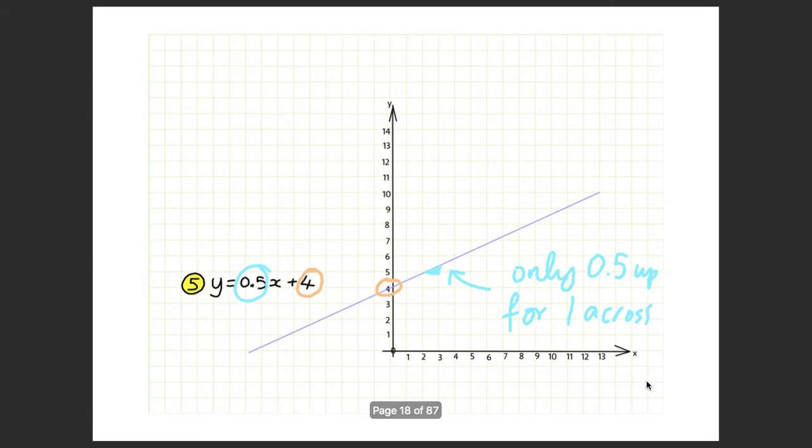Number 5. Okay, y equals 0.5x plus 4. So again, it's cutting at 4 because of the plus 4 on the end. And then for every 1 across, it's only going up by a half. 1 across, 0.5 up. Or just to get that accurately and quickly, you might as well say something like 10 across, 5 up.